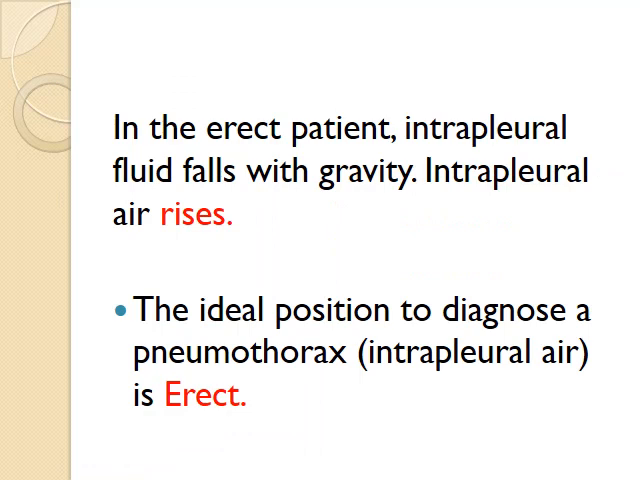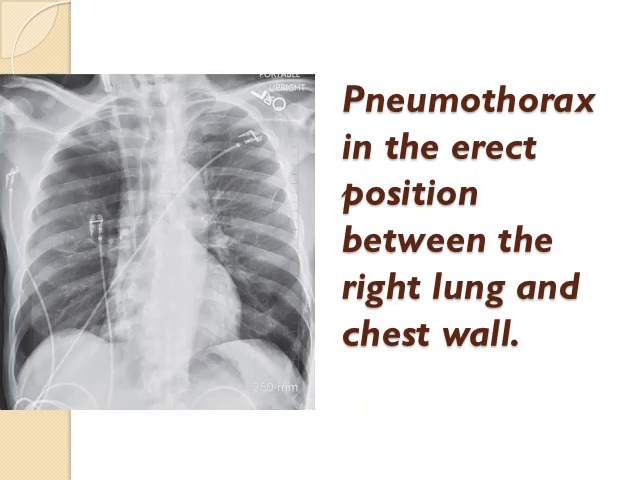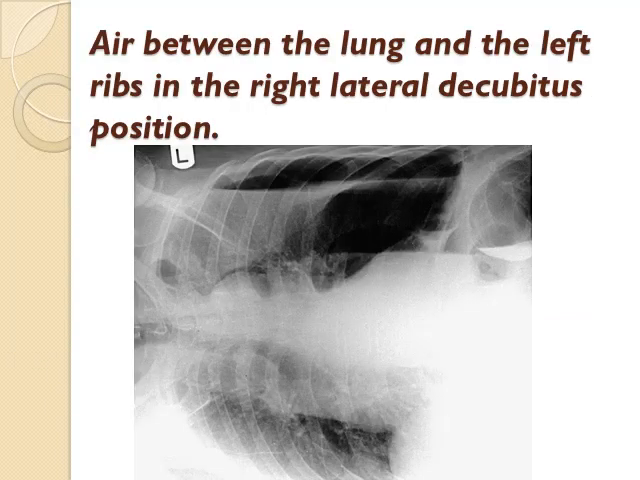In the erect patient, intrapleural fluid falls with gravity, whereas intrapleural air rises. The ideal position to diagnose a pneumothorax is the erect position. If you suspect a left pneumothorax in a patient who can't stand or sit, ask the patient to lie with the right side down. This is called right lateral decubitus position. In this X-ray, pneumothorax is seen between the right lung and the chest wall. In this X-ray, air is seen between the left lung and left ribs, taken in the right lateral decubitus position.